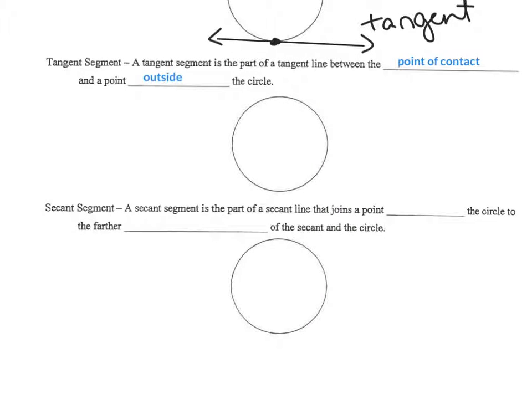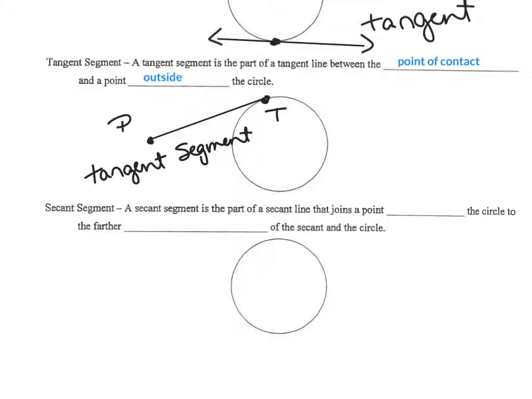Tangent segment. A tangent segment is the part of the tangent between the point of contact and the point outside the circle. To draw this, we would go from the point that it touches the circle to another point outside. So we'd have a point here and the point of contact, and this would be the tangent segment. We can label this point P and point T.